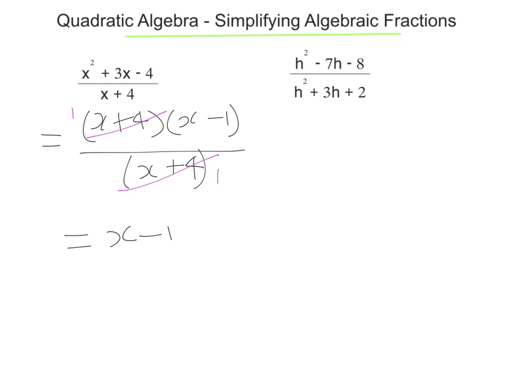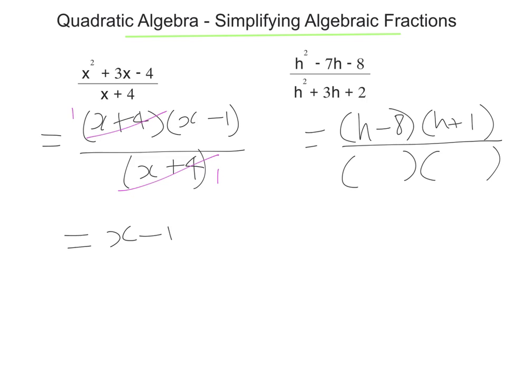In the next question, same thing, except I'll have to factorise the top and the bottom, or the numerator and the denominator, so I'll need 4 sets of brackets. If I look at the top trinomial, you can see that 8 has factors of minus 8 and 1, and that would make minus 7. So I can put h minus 8 and h plus 1. The factors of 2 are 2 and 1, and if you add them together you get 3. So that'll be h plus 1, h plus 2.